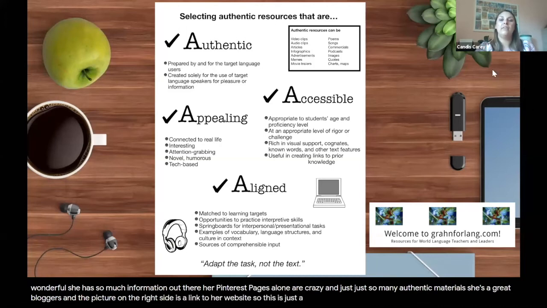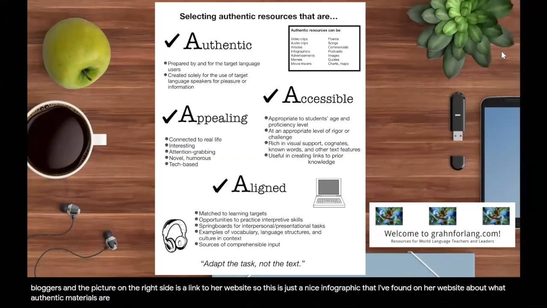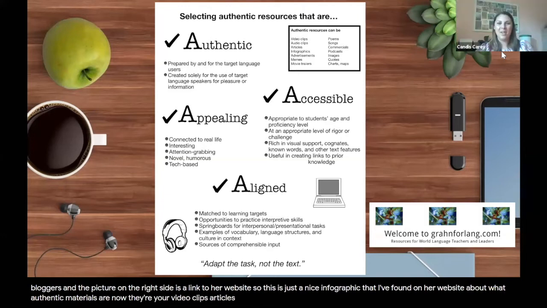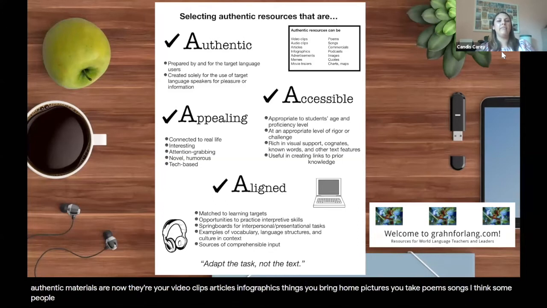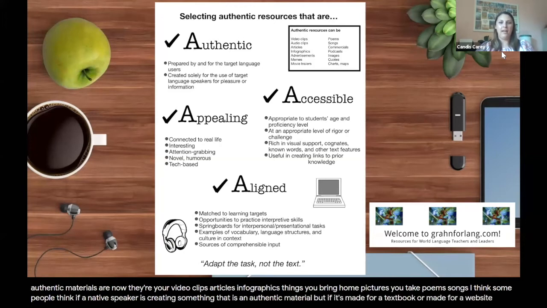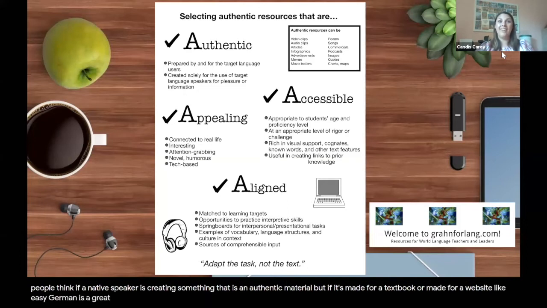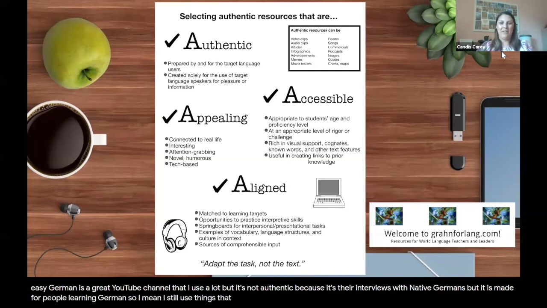This is just a nice infographic that I've found on her website about what authentic materials are. They're video clips, articles, infographics, memes, movie trailers, charts, things you bring home, pictures you take, poems, songs. I think some people think if a native speaker is creating something, that is an authentic material. But if it's made for a textbook or made for a website, like Easy German, a great YouTube channel that I use a lot, it's not authentic because they're interviews with native Germans, but it is made for people learning German. So I still use things that are authentic.